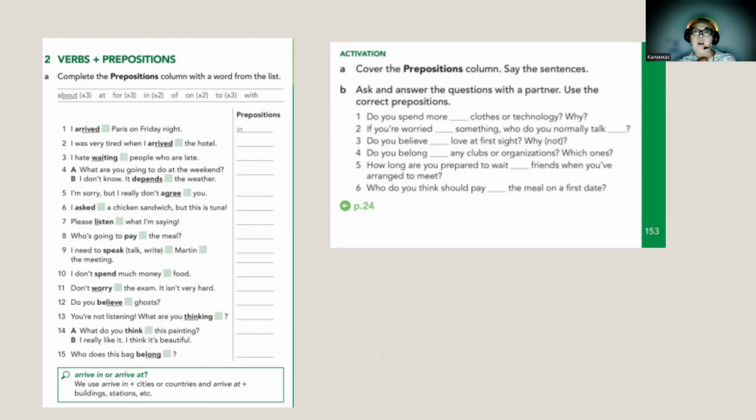Question 5, how long are you prepared to wait? How long are you prepared to wait for friends when you've arranged to meet? I just cannot understand the question, really.